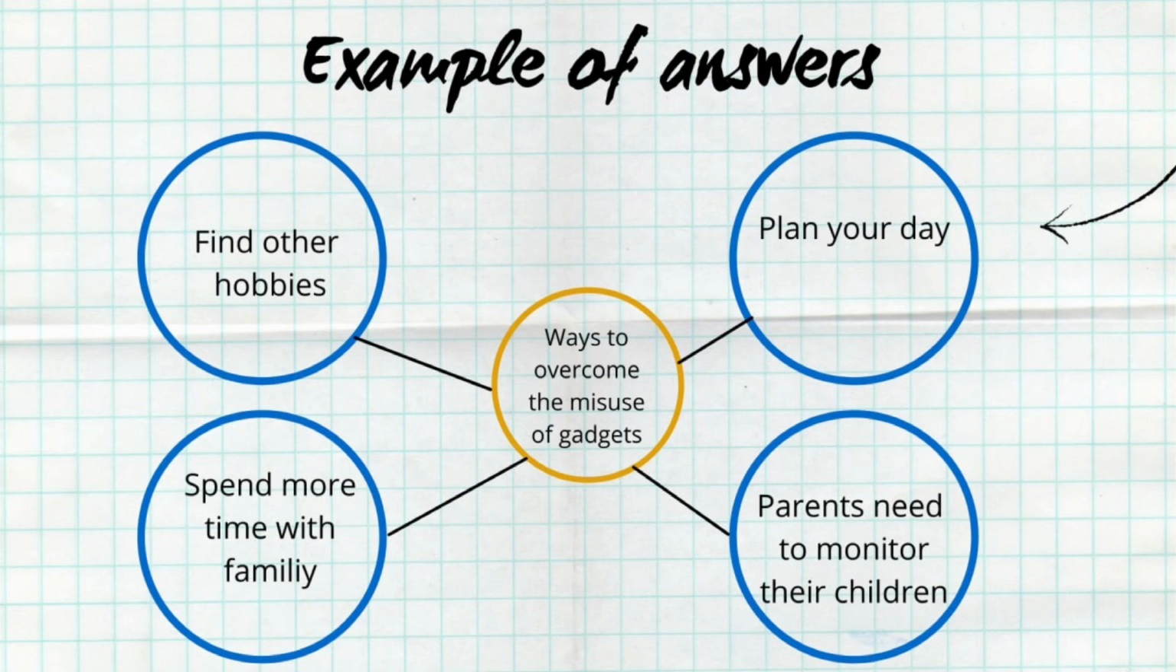For the third one is parents need to monitor their children. So this is one of the most important way to overcome the misuse of gadget. Gadgets like smartphone, laptop, or camera is really important for the parents to monitor so that the children have not misused it. It is really dangerous. Last but not least is spend more time with family. And pardon my wrong spelling here. Okay, that is all for the example of my bubble map. And I can't wait to look at your bubble map on Padlet later.